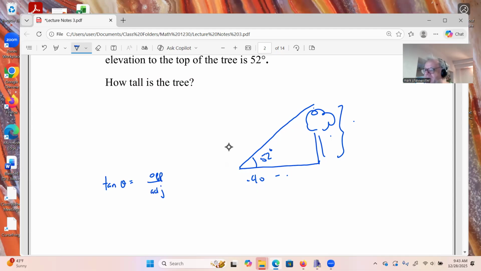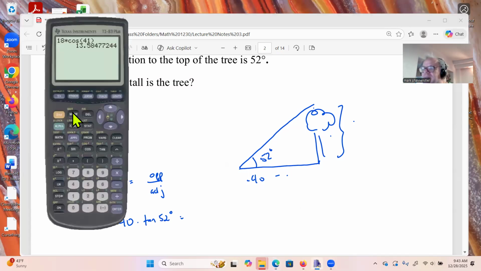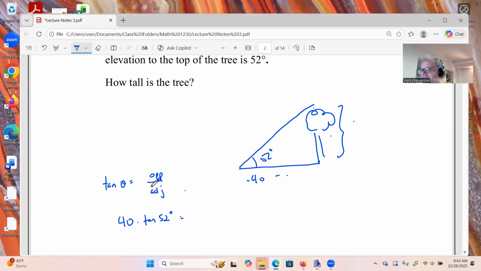And then we'll go ahead and say, well, I know what the adjacent side is. I want to know the opposite. So that's going to be 40 times my tangent of 52 degrees. And then we'll go ahead and calculate that out. And again, I'm just going to double check to make sure I'm still in degrees. I am. And that's all you pretty much have to do with this thing.